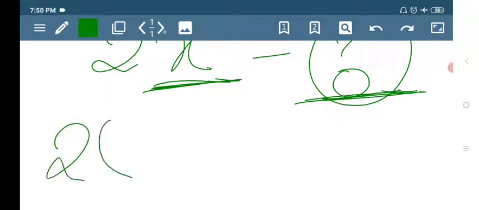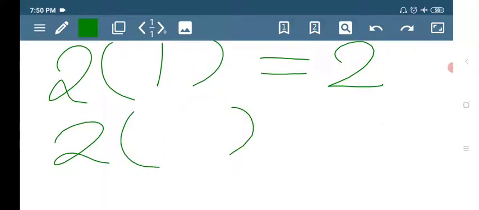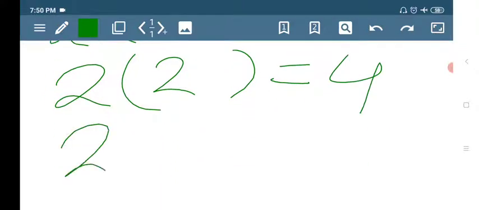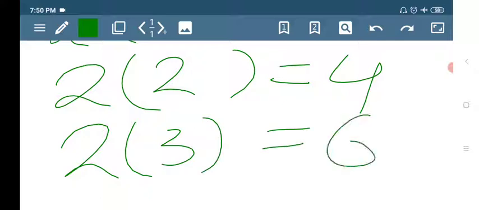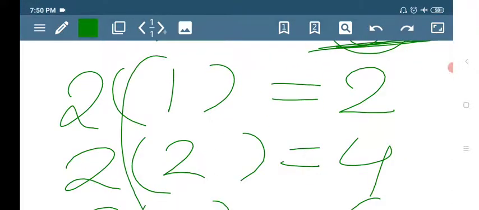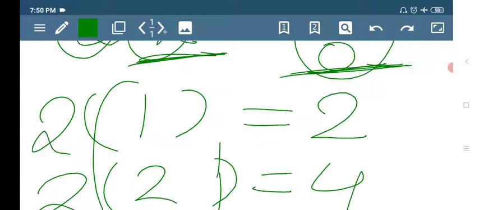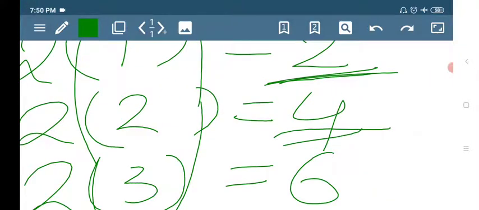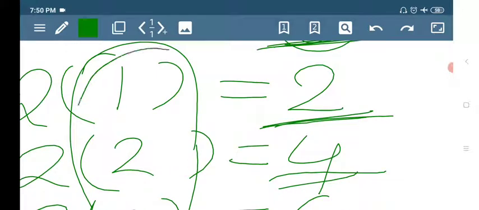So now x can be 1, then 2 ones are 2. The x can be 2 also, right? Because you don't know what it is. 2 twos are 4. The x can be 3, then it is 6. Did you observe? The 2 is not changing, but the value of x is varying. As the value of x changes, the result also changes. So that is the meaning of variable. Understood?